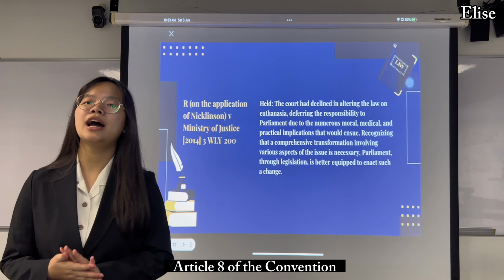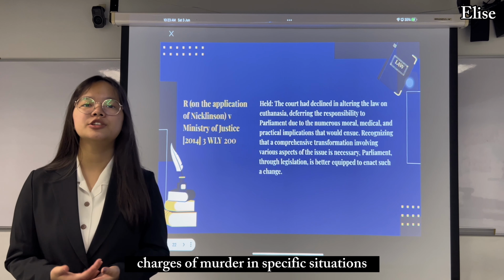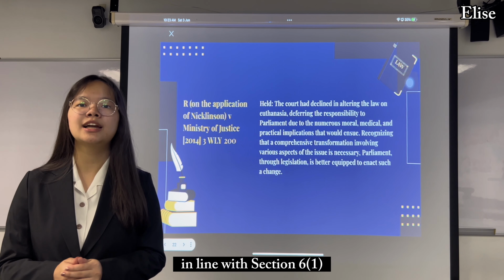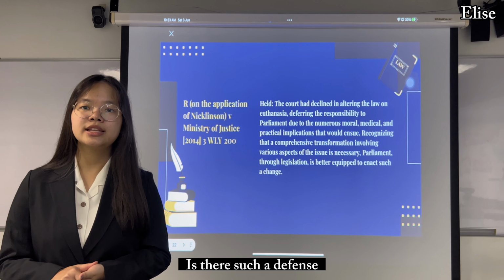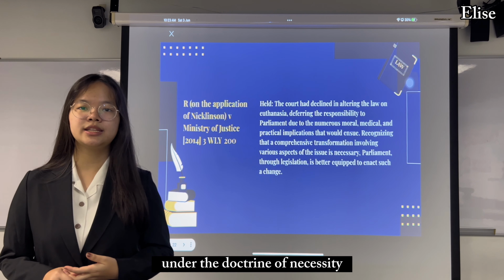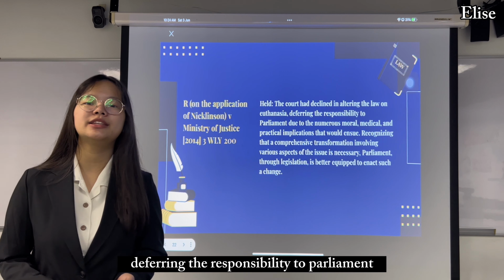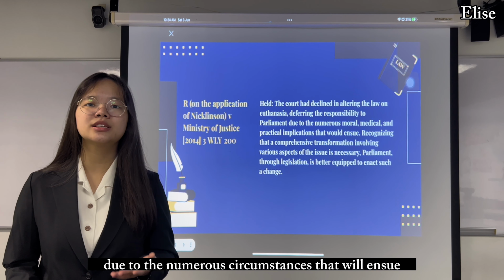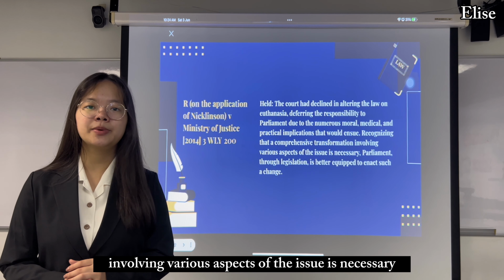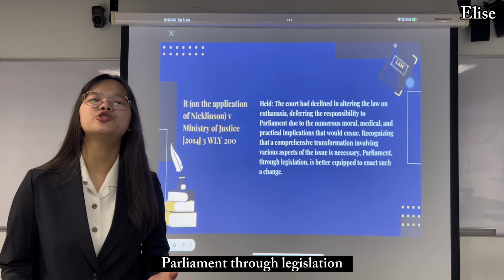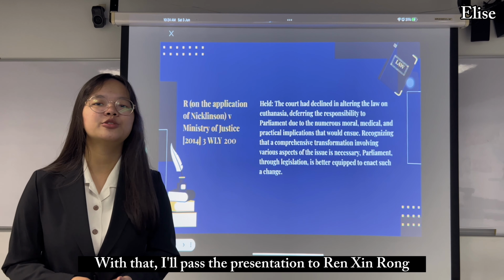If the courts determine that Article 8 of the Convention requires voluntary active euthanasia to be a defense against charges of murder in specific situations, in line with Section 6, Clause 1, the appropriate action will be recognized. Is there such a defense under the doctrine of necessity? In the end, the court declined to alter the law on euthanasia, deferring the responsibility to Parliament due to the numerous circumstances that would ensue. Recognizing that a comprehensive transformation involving various aspects of the issue is necessary, Parliament, through legislation, is better equipped to enact such a change. With that, I'll pass the presentation to Ren Sing Long.